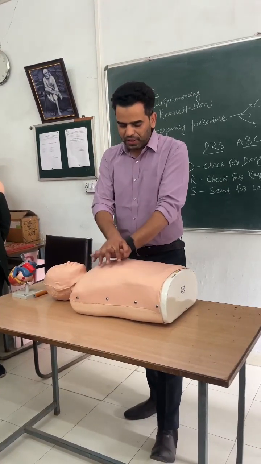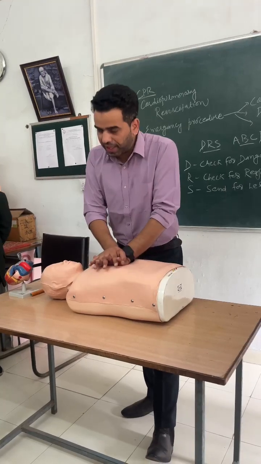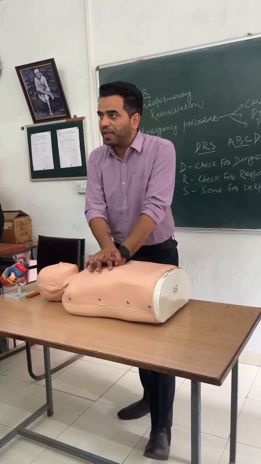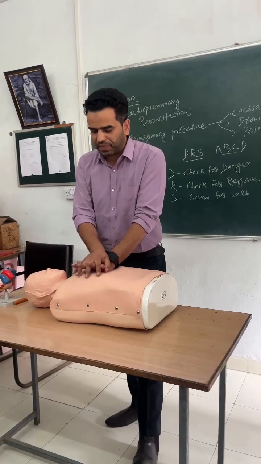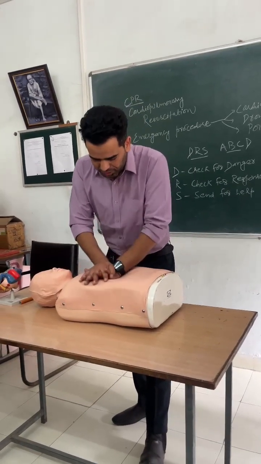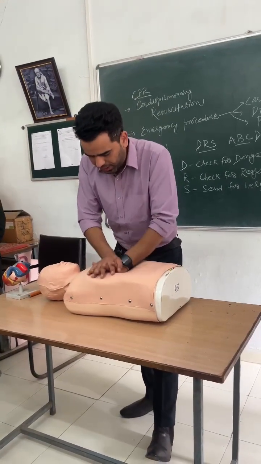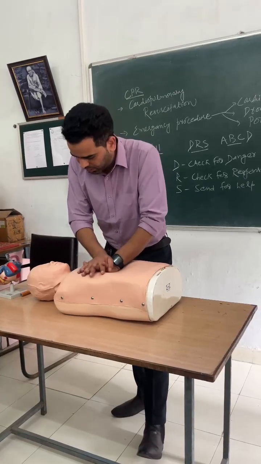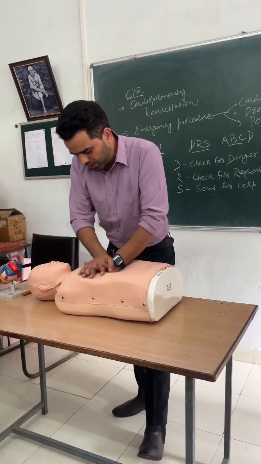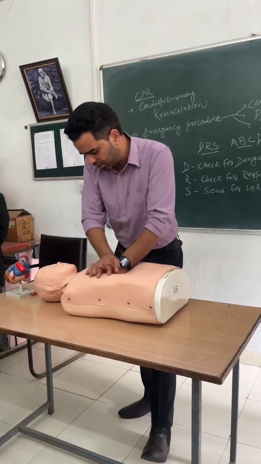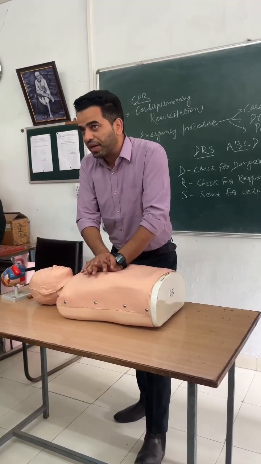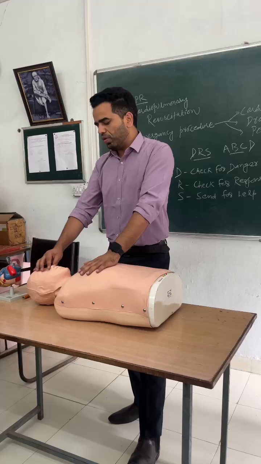For example, see, this is 1, 2, like this. And in 1 minute, how many compressions do you have to give? Almost 100 to 120. For example, I am starting like this. And after that, you have to stop and start the rescue breaths.